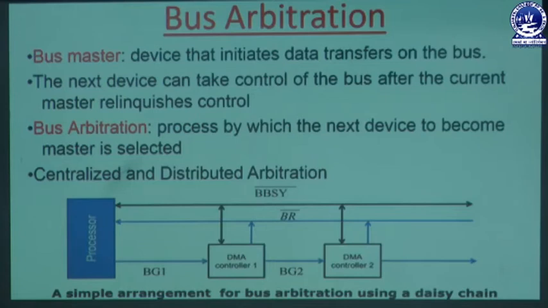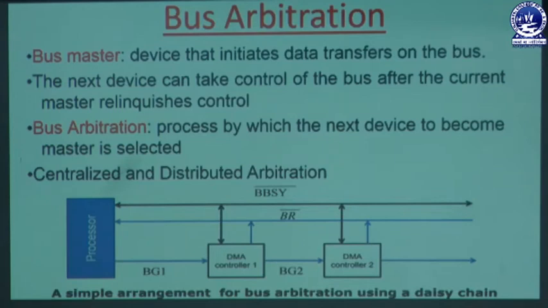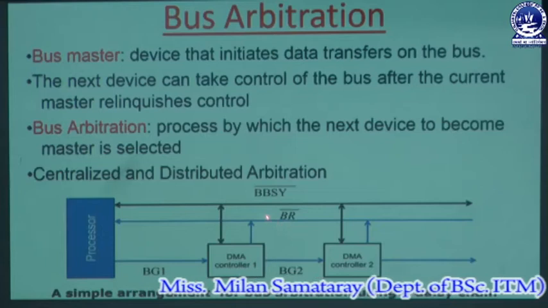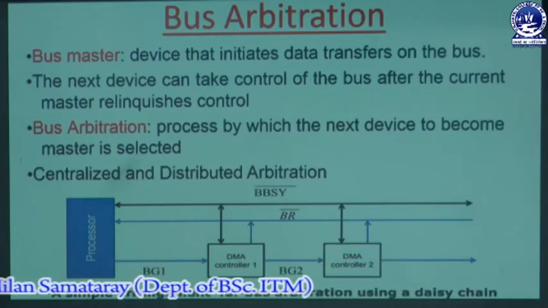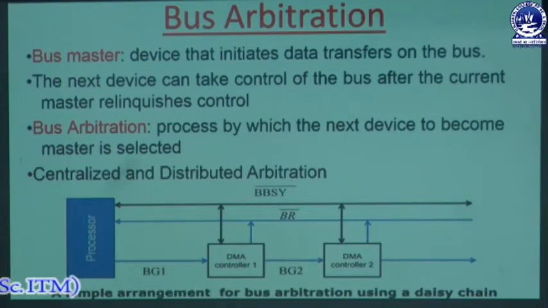There are three signals used to arrange this bus arbitration: BBSY, bus busy, BR, bus request, and BG, bus granted. Okay, so let's see these signals one after another. You have to remember this flow of data, whether it is unidirectional or bidirectional. Here you can see the connection between the bus request line and the device is unidirectional, and also the bus grant signal lines.